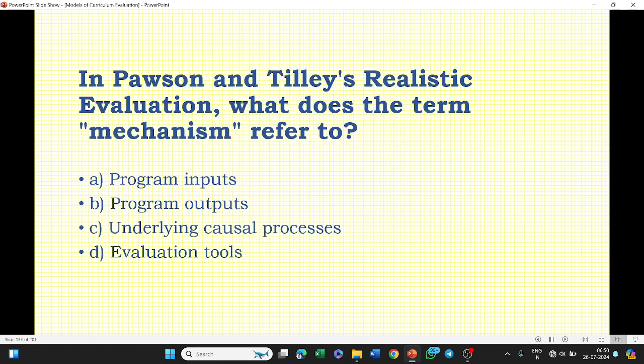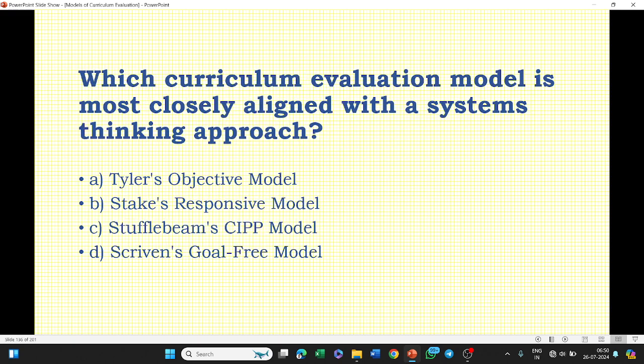In Pawson and Tilley's realistic evaluation, what does the term mechanism refer to? Options: Program inputs, program outputs, underlying causal process, evaluation tools. Answer of this question is option C, that is underlying causal process.